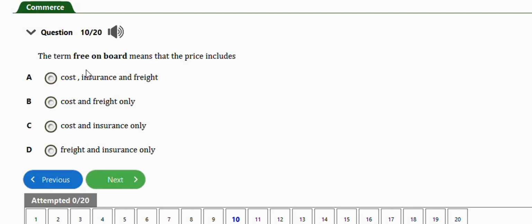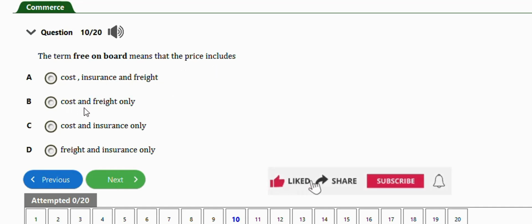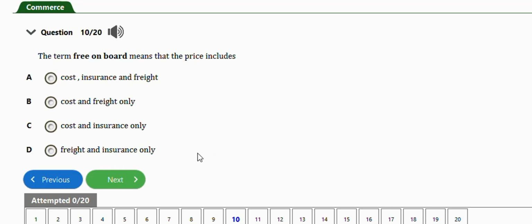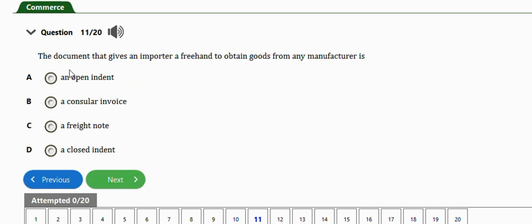Next question, it says the term free on board means that the price includes cost, insurance, and freight; cost and freight only; cost and insurance only; freight and insurance only. Right answer is option A, cost, insurance, and freight. Next question, it says a document that gives an importer a free hand to obtain goods from any manufacturer is an open-ended indent. Option A, the right answer.